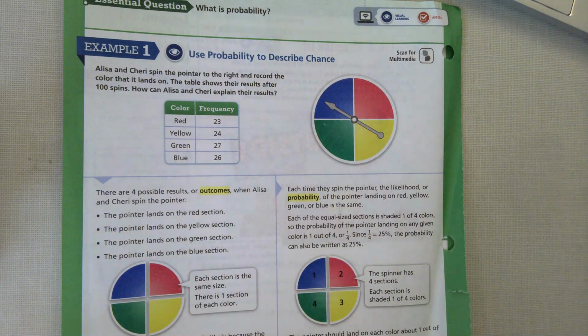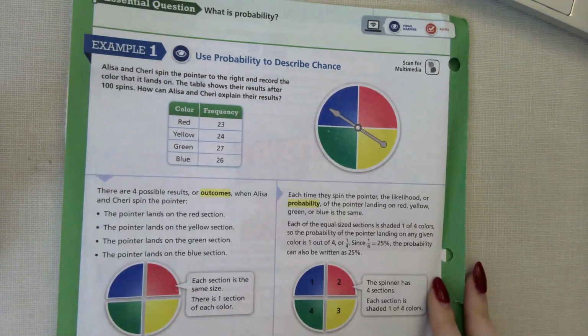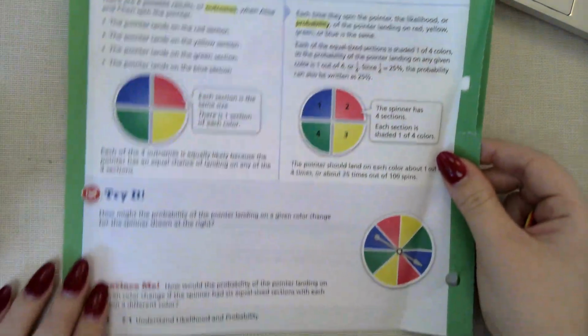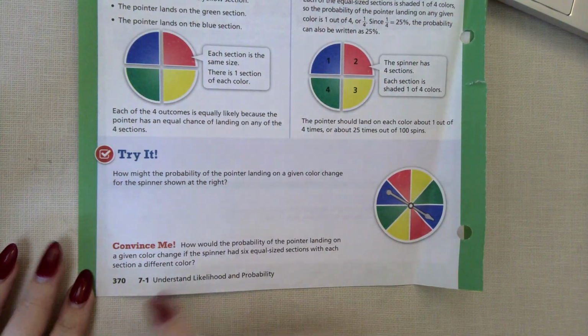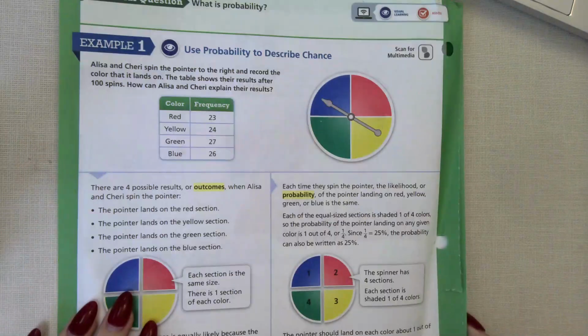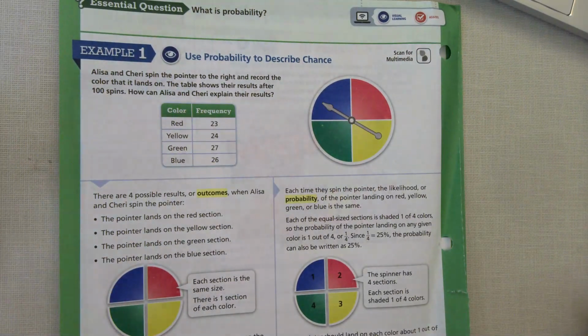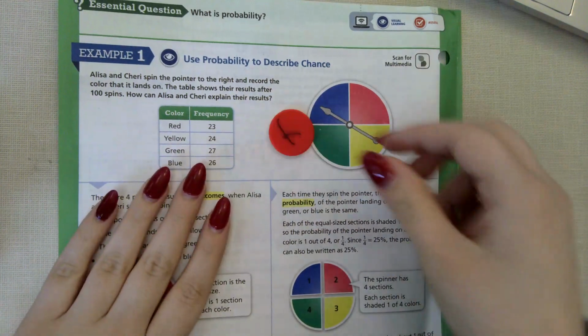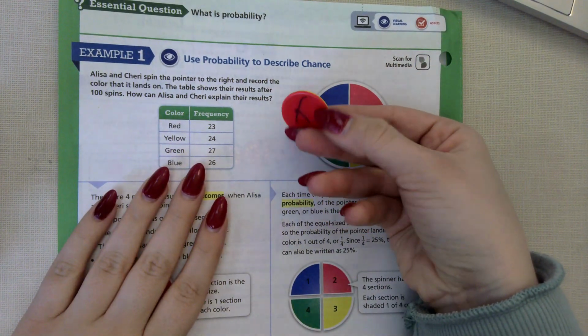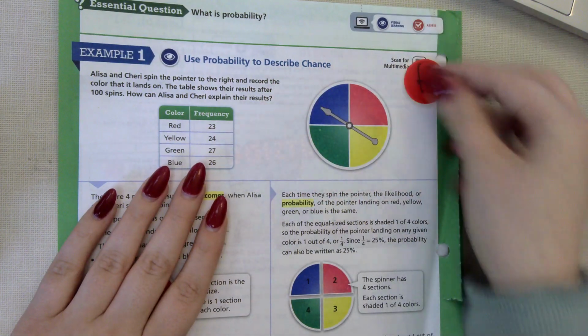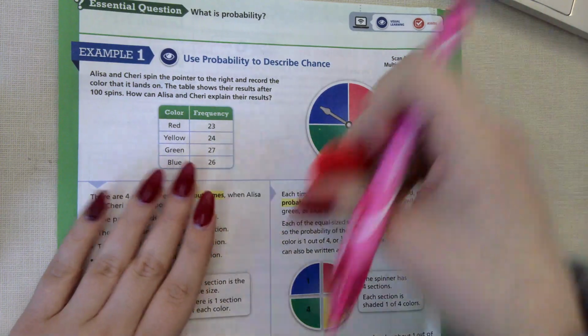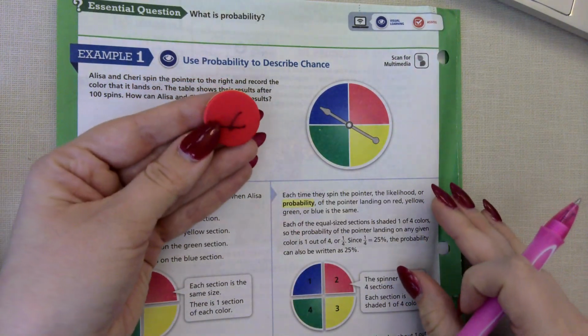Hello everyone. Today we are going to be starting our new topic of probability, on page 370, lesson 7-1. So the first thing we need to know is what probability is and how I write the probability of something. So we're going to take this coin for an example, and this coin has a red and a yellow. And we are going to list the probability of landing on the color red.